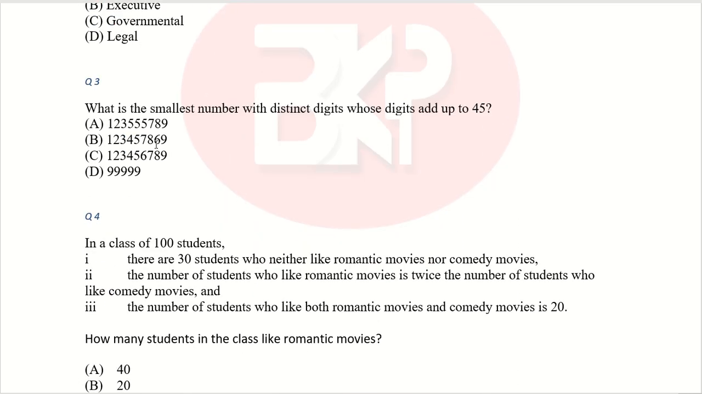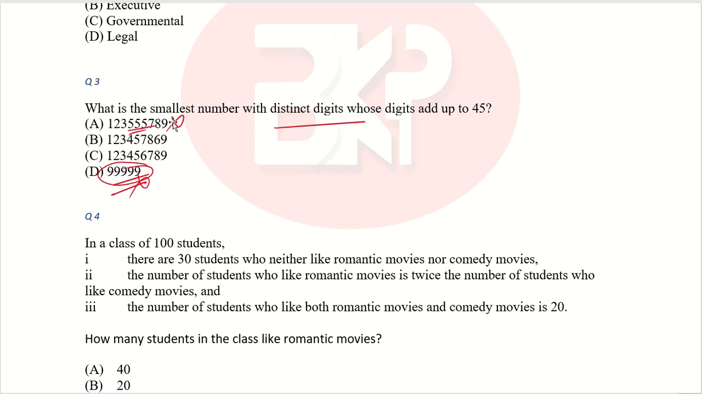Going to the third question, what is the smallest number with distinct digits whose digits add up to 45? See, the smallest number that you can see here is 99999, but you will see all the digits are repeating, okay? So you have to leave this one. Even this 555 is there, so this will also not be the answer.